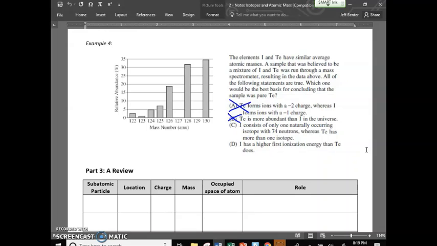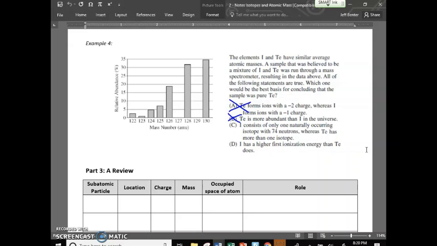C, iodine consists of only one naturally occurring isotope with 74 neutrons, whereas tellurium has more than one isotope. Okay. All right, so tellurium would have more peaks. Iodine would only have one. Let's go ahead and park that one off to the side and move on to D here.